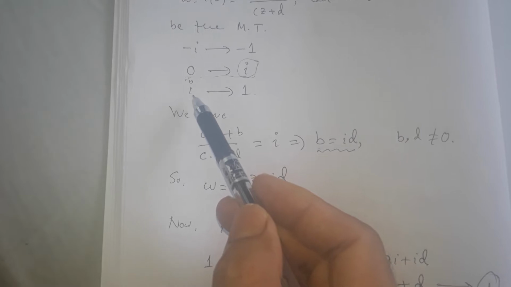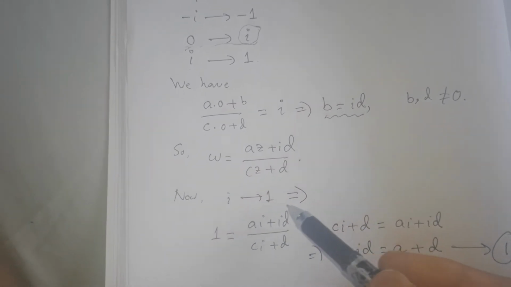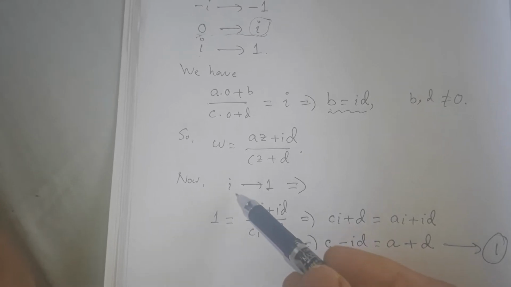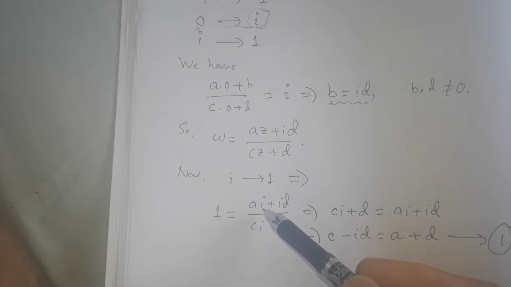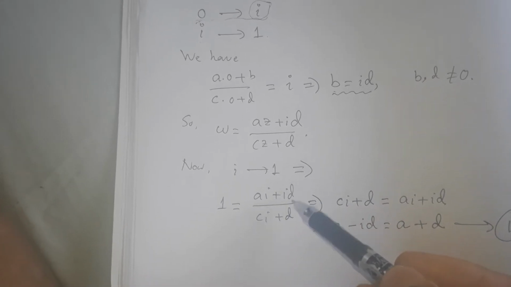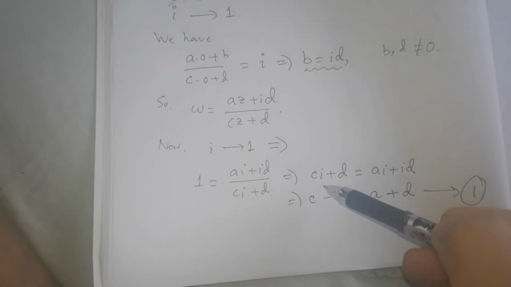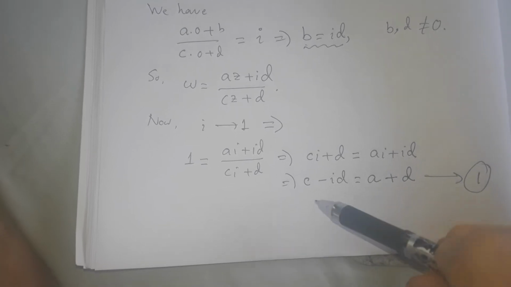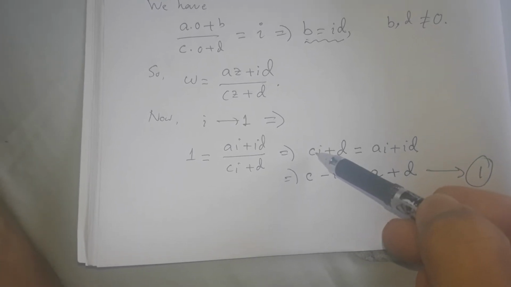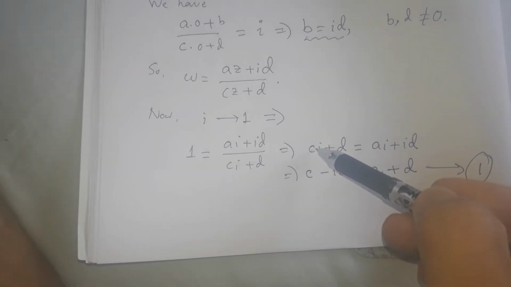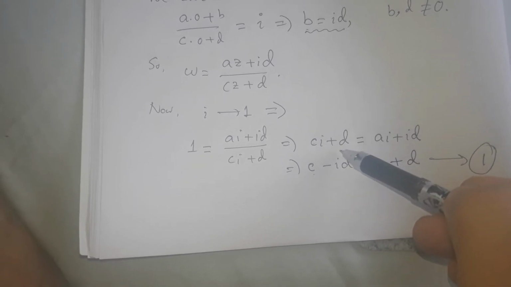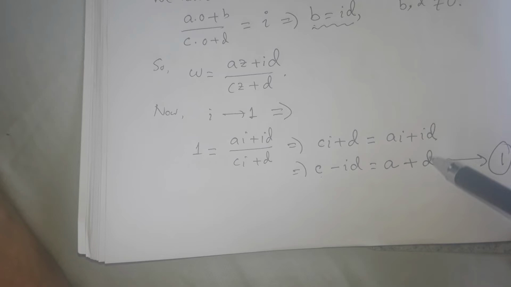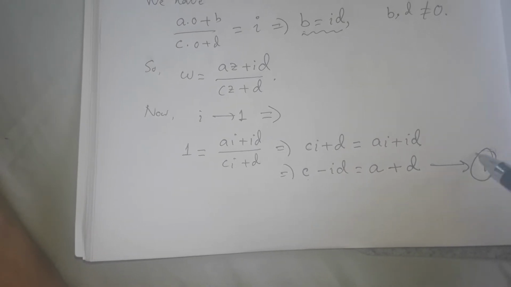Now the next point: i transforms to 1, so w equal to 1 when z equal to i. So (ai plus id) over (ci plus d) equals 1, and from here ci plus d equals ai plus id. If I multiply both sides by minus i, it will be c equals a, and this is d. So let this equation be 1.